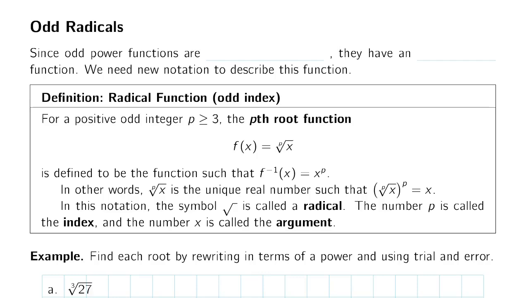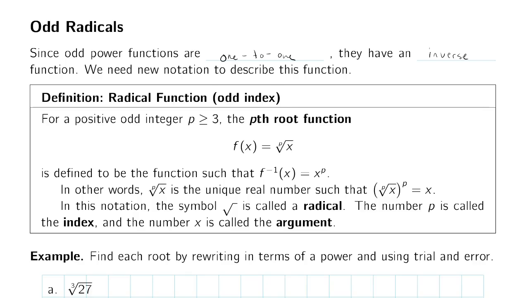So when we meet a new family of functions, we're going to ask, what does its graph look like? What's its domain and range? And then our next question would be, has it got an inverse? And for odd power functions, those are one-to-one, which means that they definitely do have an inverse. But what is that inverse?